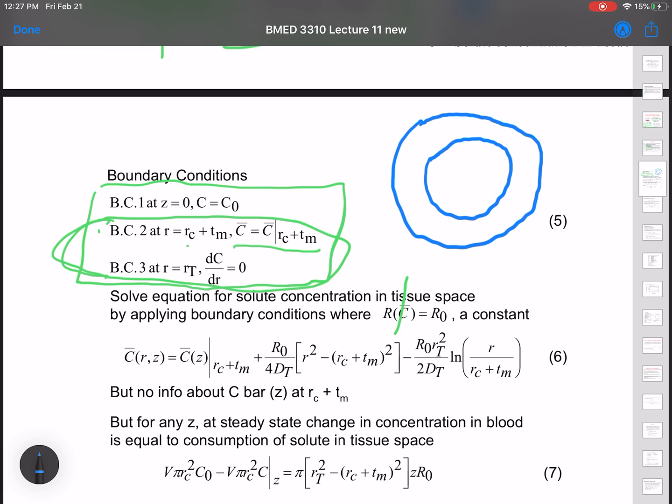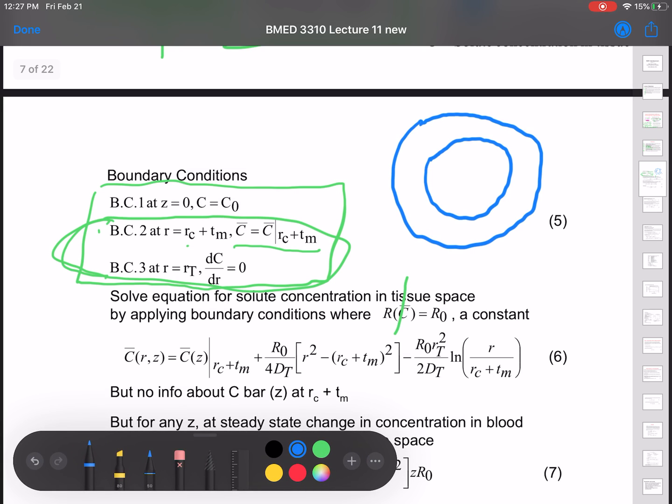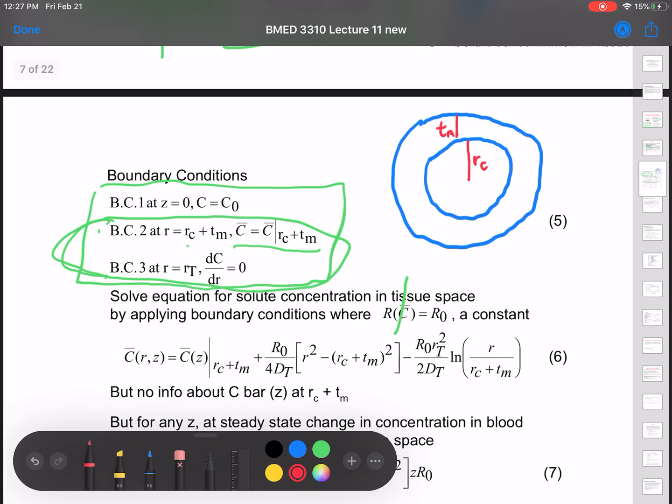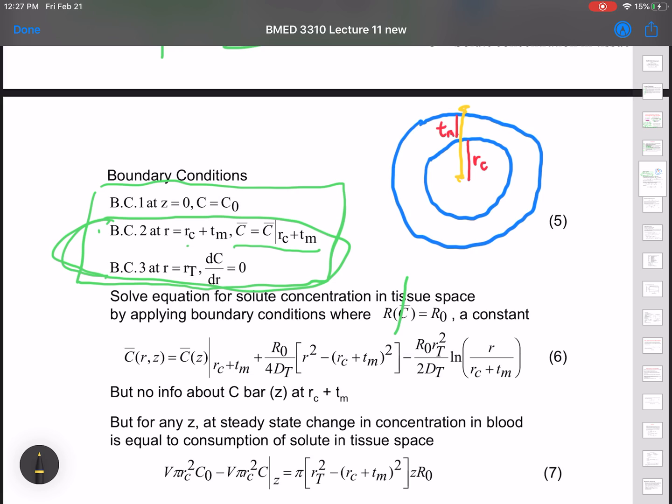So we have R sub C, the radius of the inside of the capillary. And then there's a thickness of the capillary, and this is T sub M. And so the two of them combined is the entire distance here.